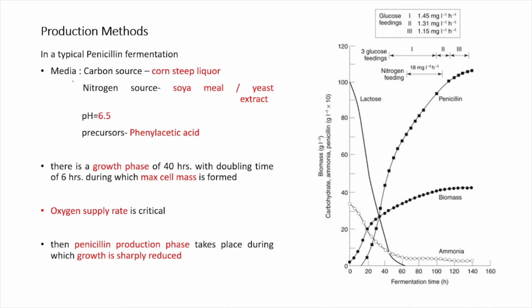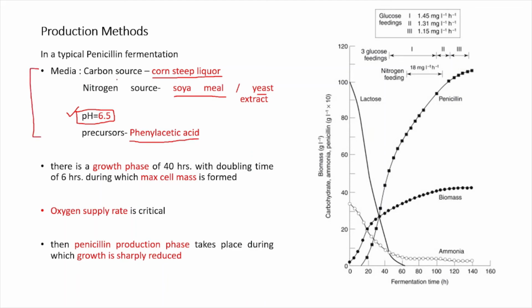So let us see what types of media are used for penicillin production. Mostly a carbon source. In case of the carbon source, in the media we use corn steep liquor, and as a nitrogen source we can use soy meal or yeast extract, and the pH is kept around 6.5. This is the most necessary condition for the production of penicillin. The pH has to be kept at around 6 to 6.5. And precursors: if we need to produce penicillin G, we will add phenylacetic acid.